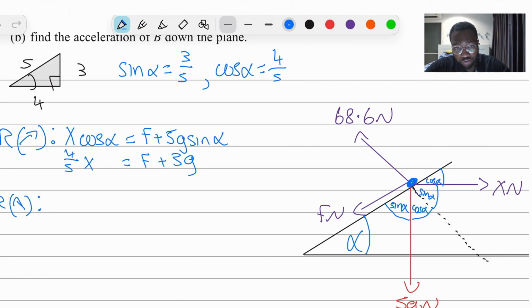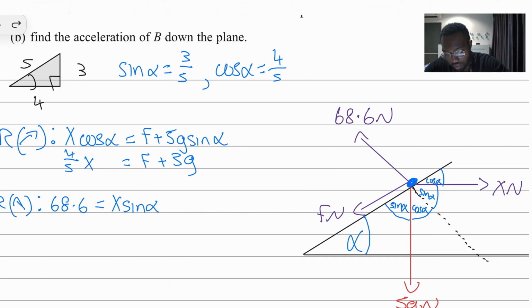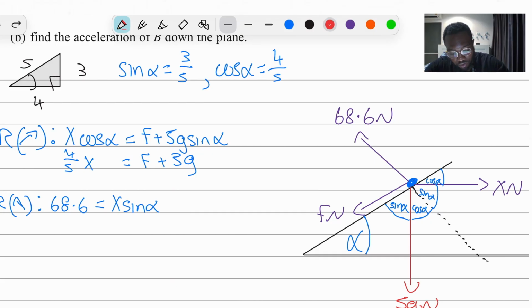In this plane, we also have three forces. So if we start with the normal reaction, that would be 68.6. And that would equal, well, we have X also in that direction, that is at an angle of sine alpha, so it'll be x sine alpha. Okay, we just need to look at what we've done here. So if we want it in that direction, it's just at an angle of sine alpha here, so that's x sine alpha. And then for the 5g, well, that would be in that same direction. It would be at an angle of cos alpha. So therefore, we would also get plus 5g cos alpha.